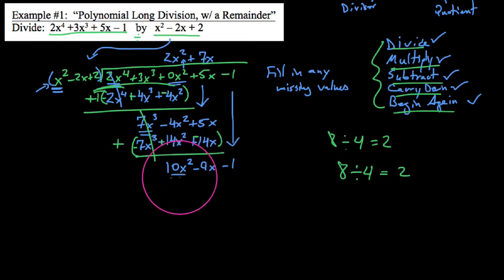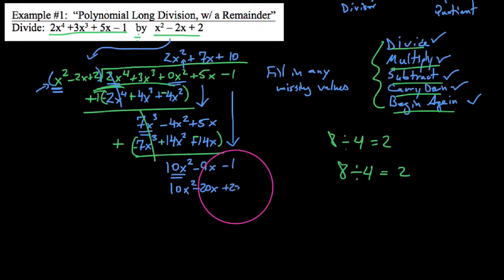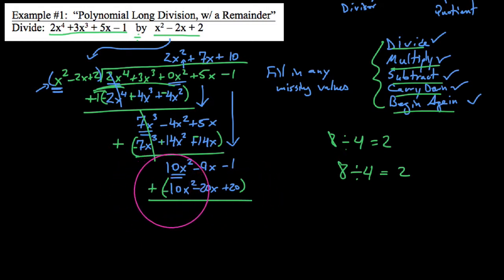So now we're asking, how many times does this leading term, x squared, go into 10x squared? It goes in 10 times. So now 10 times this out front: 10 times x squared is 10x squared, 10 times negative 2x is negative 20x, and 10 times 2 is 20. We are going to subtract all of this, distribute the negative, so negative, positive, negative, and we'll add these. These cancel out. A positive 20 and a negative 9 is a positive 11 of these x's. A negative 20 and a negative 1 is negative 21.